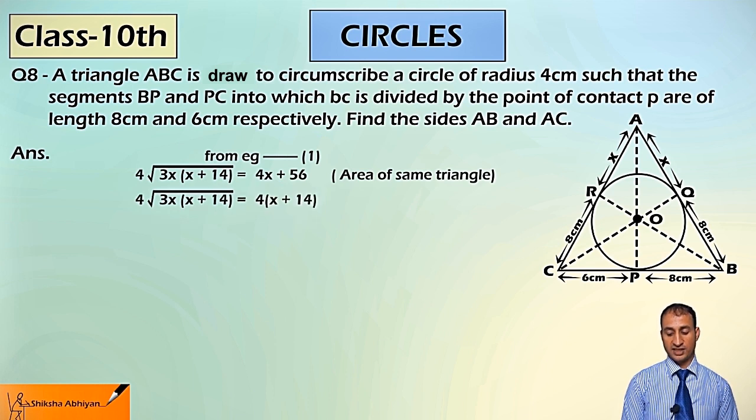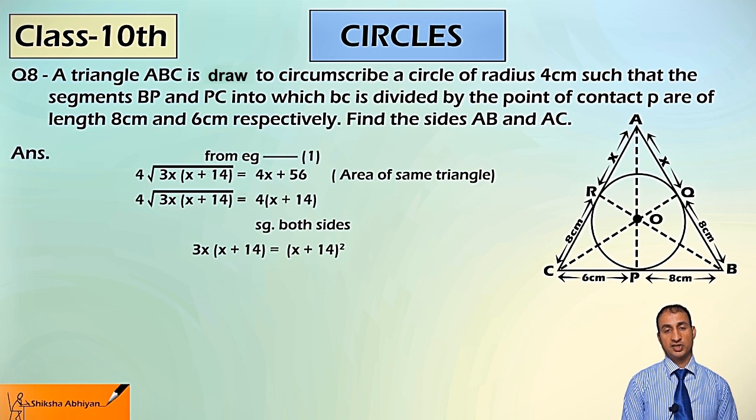अब 4 से 4 को कैंसिल आउट करिए, यहाँ 4 कॉमन लीजिए, पहले 4 कॉमन लिया तो ब्रैकेट में x प्लस 14 बचा, 56 में से 4 आया तो 14 बचा. अब 4 से 4 कैंसिल आउट. अब squaring both sides, so 3x into (x plus 14) is equal to (x plus 14) का स्क्वायर. अब x प्लस 14 से x प्लस 14 का स्क्वायर कैंसिल आउट, so 3x is equal to x plus 14 and 3x minus x is equal to 14, that is 2x is equal to 14 and x is equal to 14 upon 2 is equal to 7 centimeter.